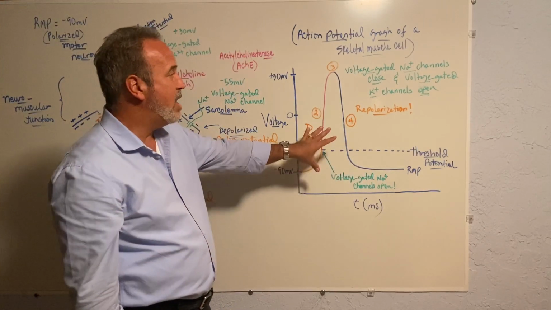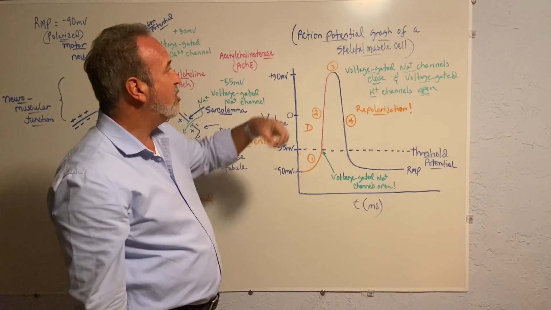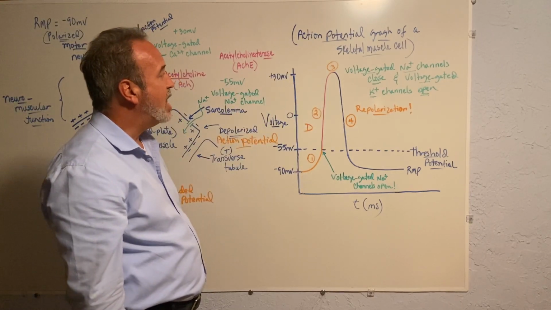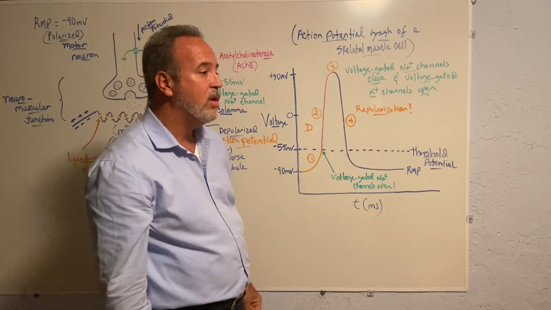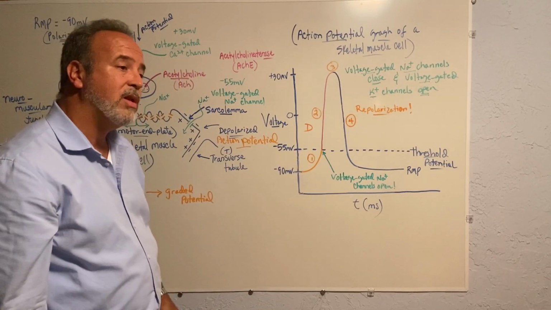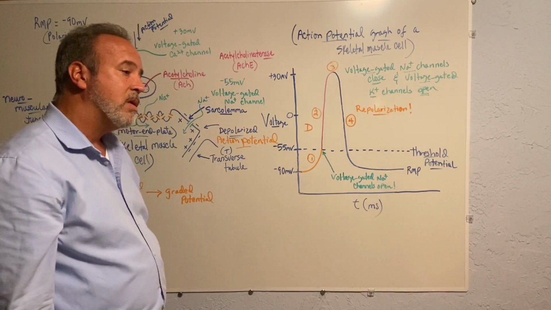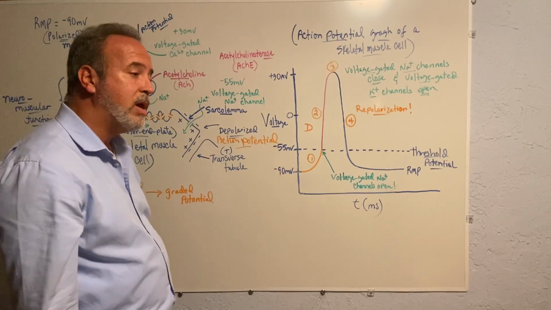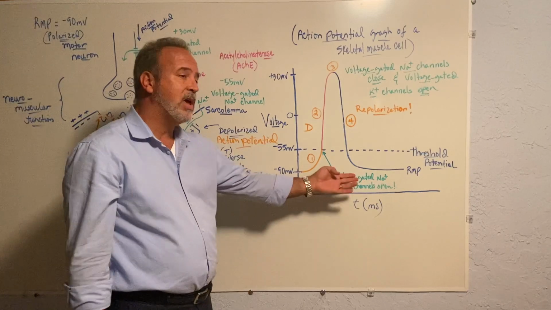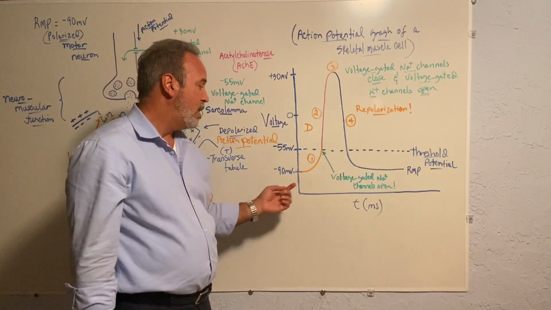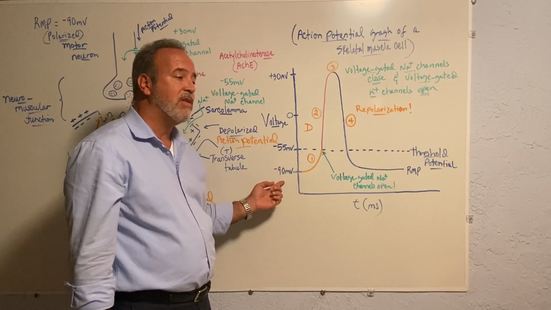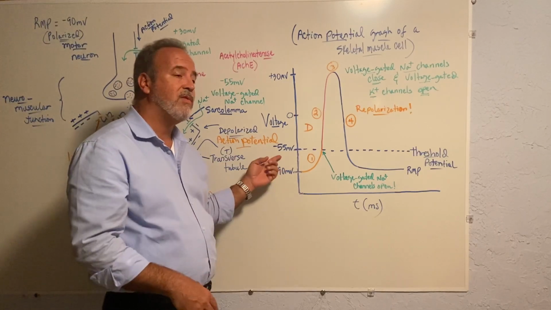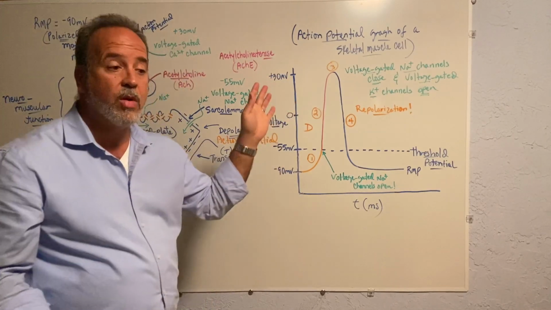So this is again an action potential graph of a skeletal muscle cell, which is slightly different than a neuron. Okay, how is it different? You don't get a state of hyperpolarization, and the resting membrane potential is at -90 instead of -70 in the case of neurons. Okay.